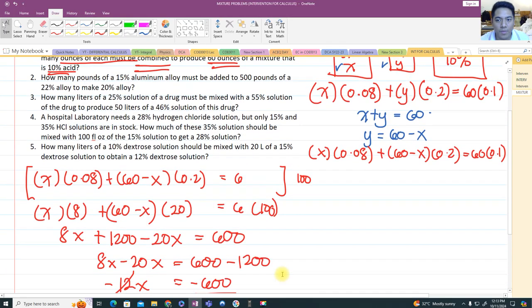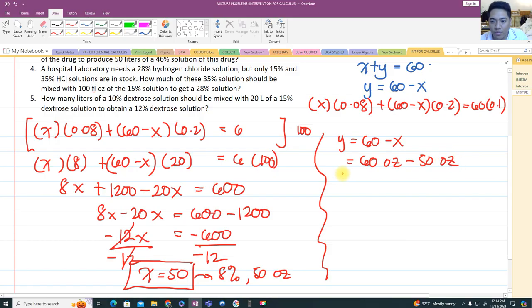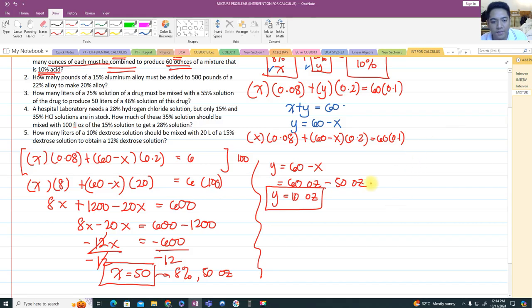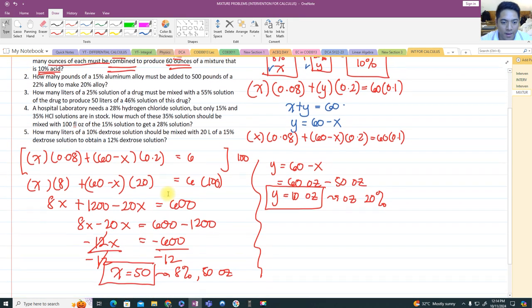Okay? So how about the 20% solution? Solving for y, we have y equals 60 minus x. So we have 60 ounces minus 50 ounces, so y should be 10 ounces. Now we have the values of 10 ounces and 50 ounces. So this is 50 ounces of 20%. That will be our answer for this problem number 1.